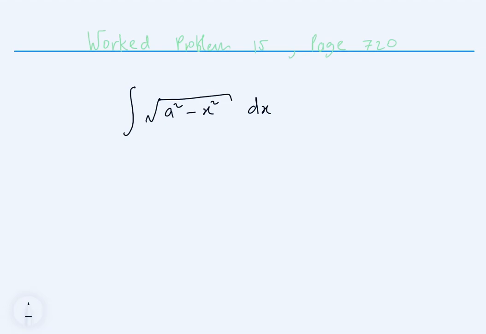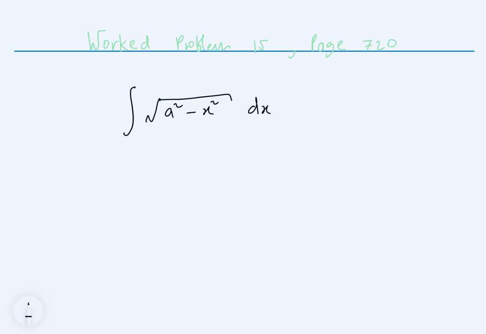In this video, we are looking at worked problem 15 on page 720 in the John Bird textbook, Understanding Engineering Mathematics. Okay, so we are given this integral and we have to evaluate this integral. For this particular integral, we will have to use a trigonometric substitution, and the substitution that we're going to use is the sine theta substitution.